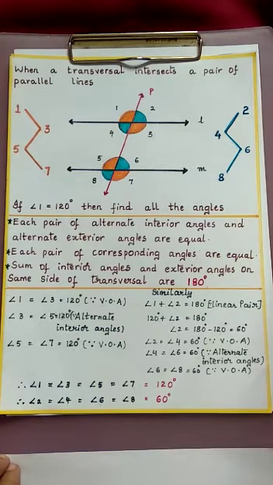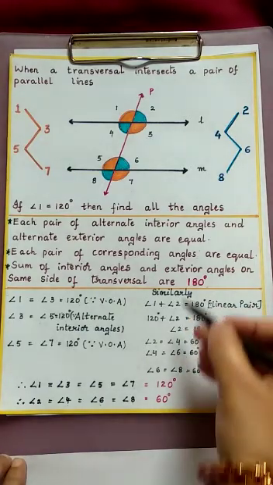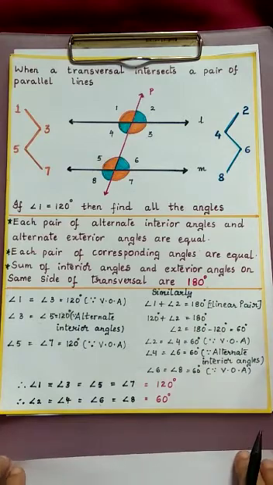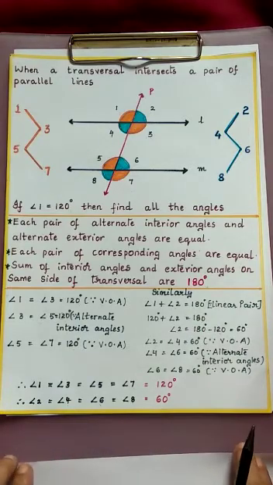Now this is the way we find all the angles when one angle is given. If one angle is given, we can easily find the remaining angles. If you want to check, you can check the properties which are satisfied.